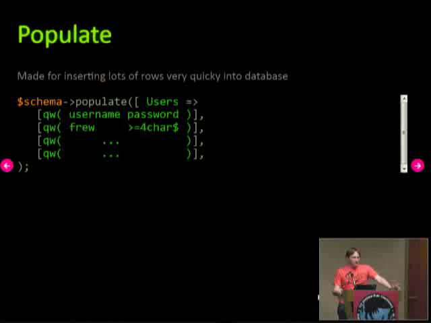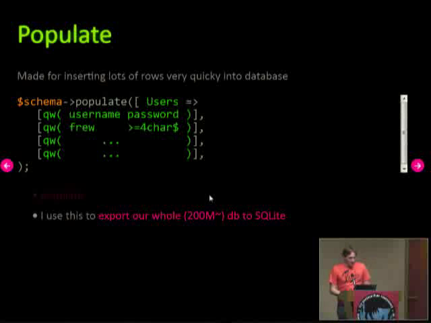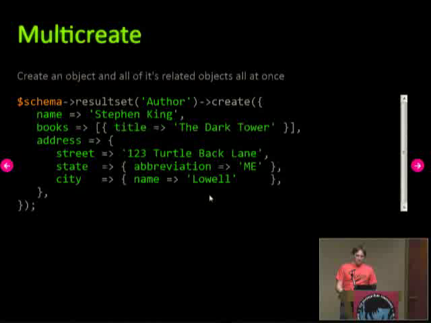Populate is a handy thing for inserting a lot of rows quickly. One thing to point out here is Populate skips all row creation steps for speed, and so here we're clearly putting our password into the database as clear text, because unless you've overridden Populate or something, it's not going to go through your hashing stuff, but it's very fast. I used this at one point to export a whole SQL Server database to a SQLite database fairly quickly just so that I could use our code on my laptop. And it worked great.